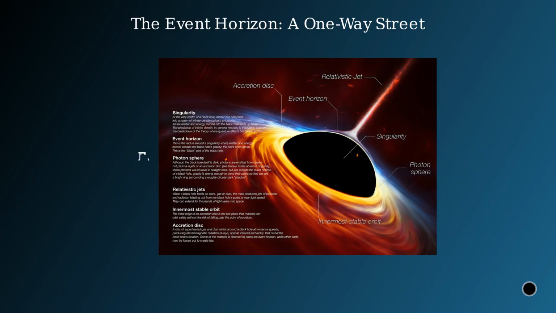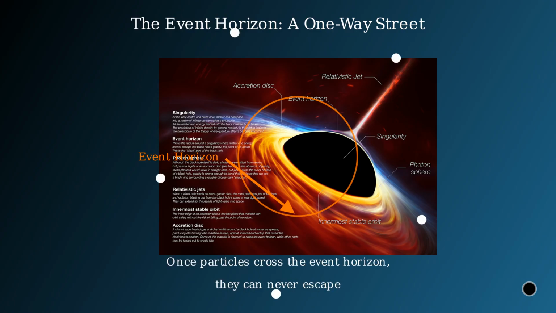Let's look at the structure of a black hole. The event horizon is this boundary, acting as a cosmic point of no return. Let's see what happens when particles approach a black hole. Once they cross the event horizon, they can never escape.